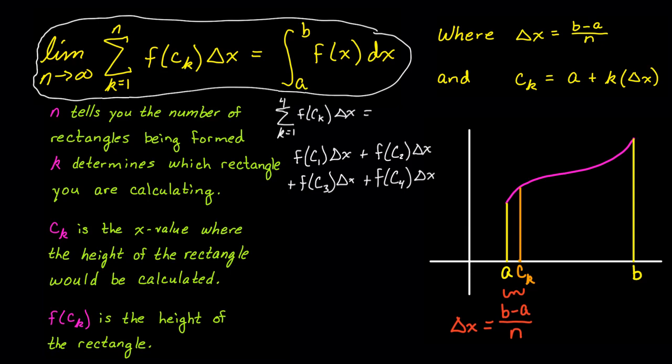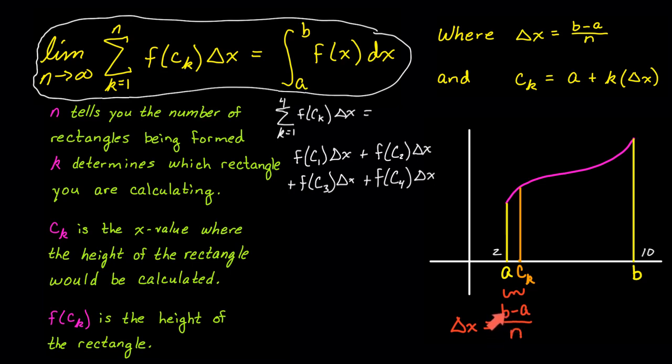For example, if A was at 2 and B was at 10, and we had 4 rectangles, 10 minus 2 is 8. 8 divided by 4 rectangles would be 2. So the base of each of our rectangles would be 2, and that would fill up that distance from A to B. So this right here, B minus A divided by N, is a generic way of being able to find delta x.